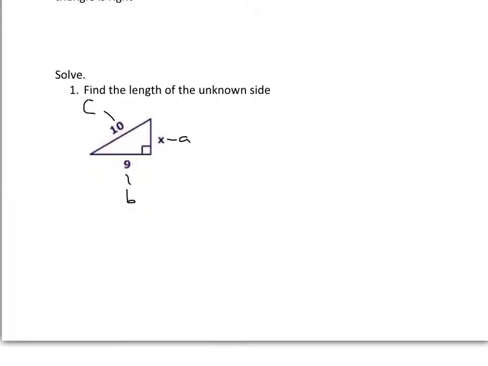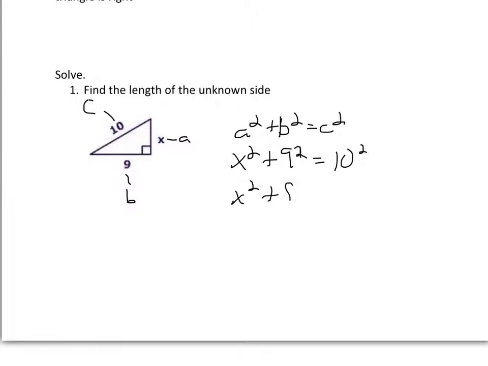Okay, so with that, we know we're going to use a squared plus b squared equals c squared. And we can plug in everything for a, b, and c. So x squared plus 9 squared equals 10 squared. Right, x squared we don't know, 9 squared we know is 81, and 10 squared we know is 100. So we just need to solve for x, get x by itself.